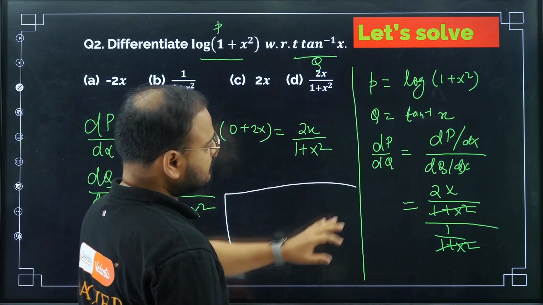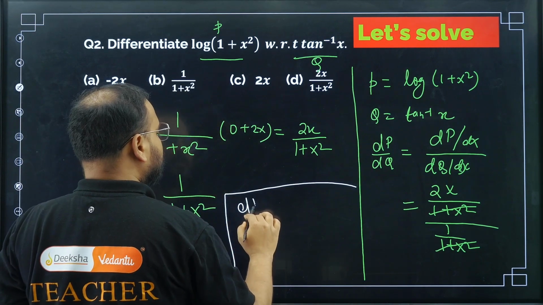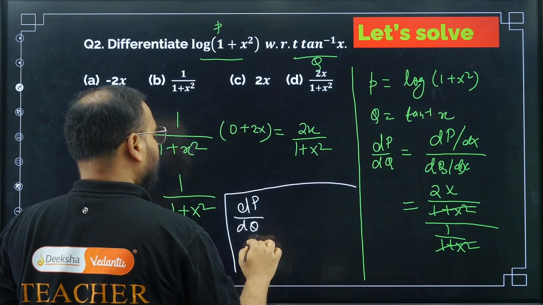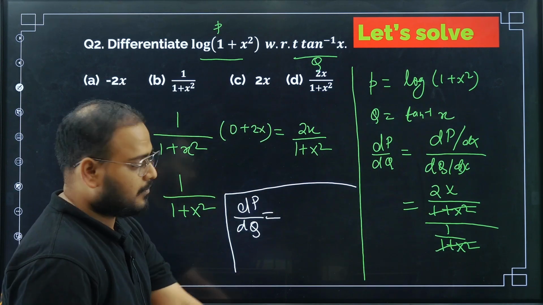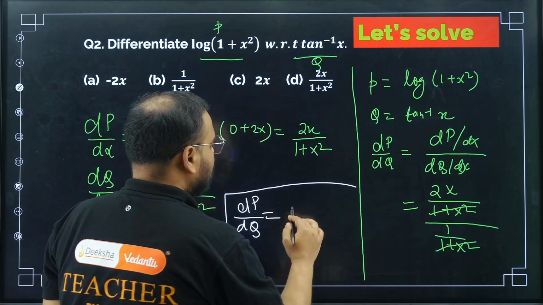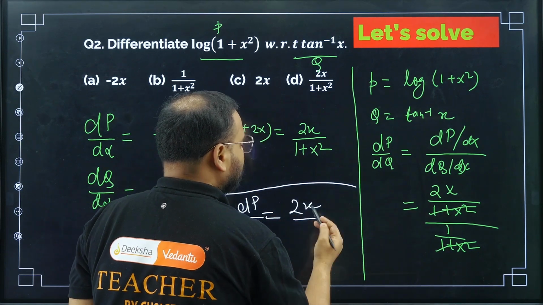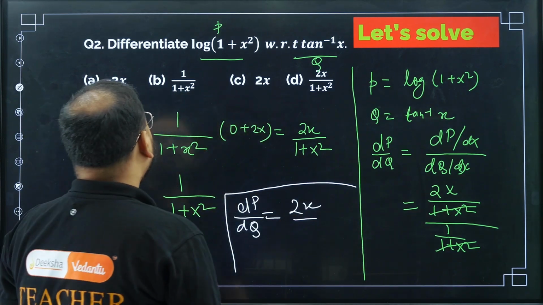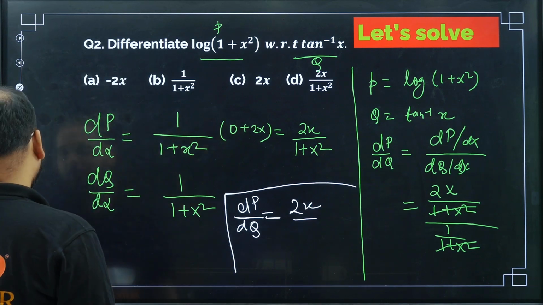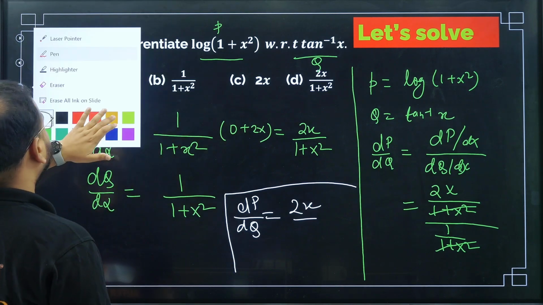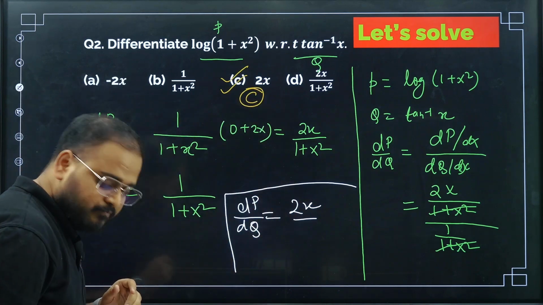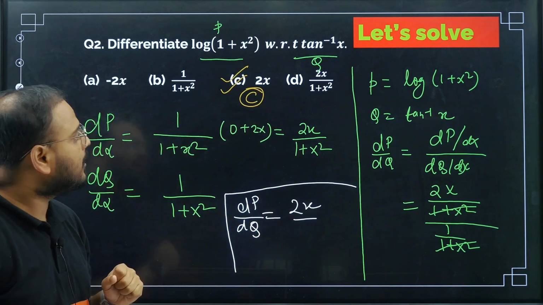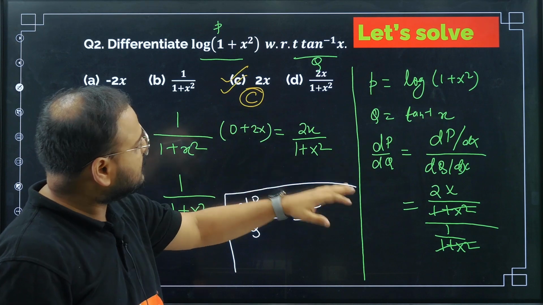dp by dq is given by 2x by only 1, so I get 2x upon 1, which is simply 2x. Which option? Option C. Option C is the correct answer. Is this okay?